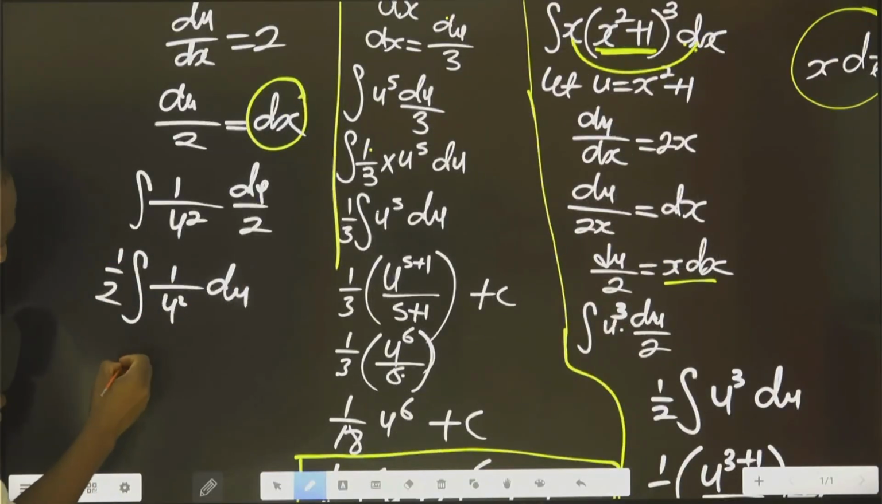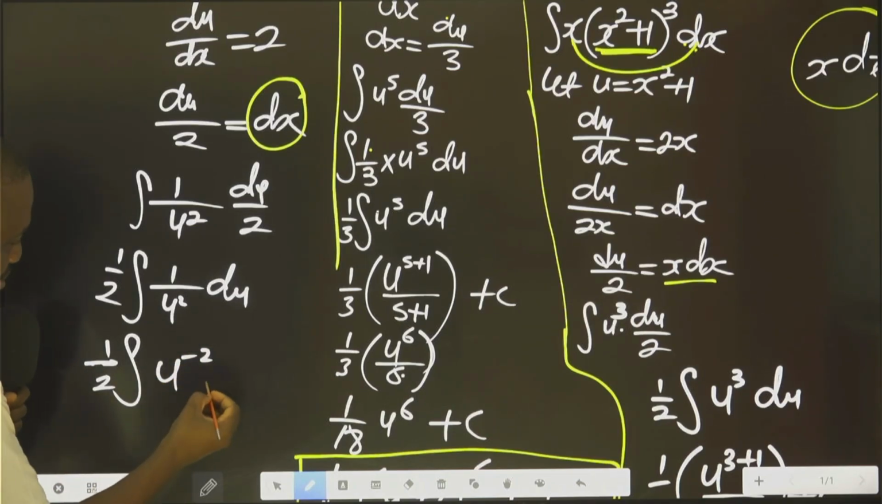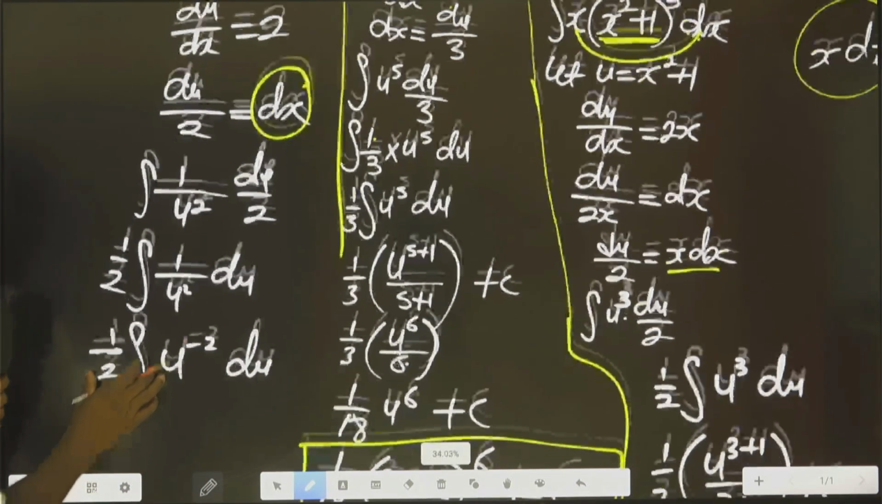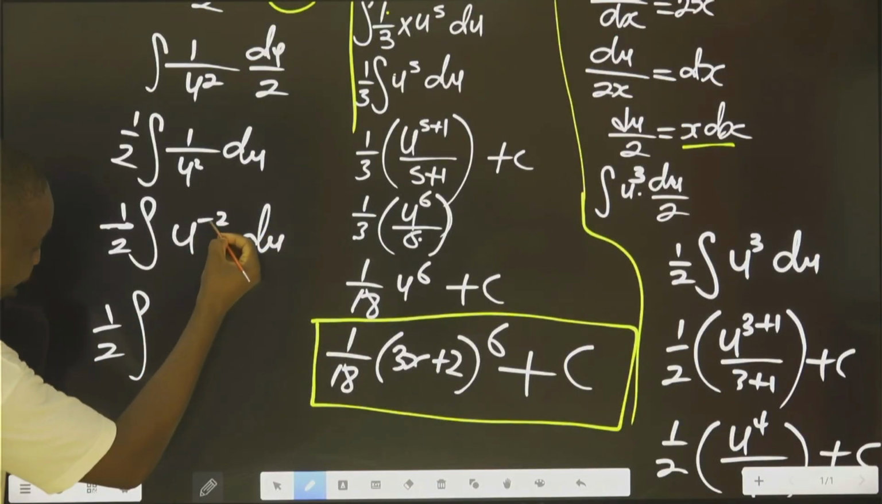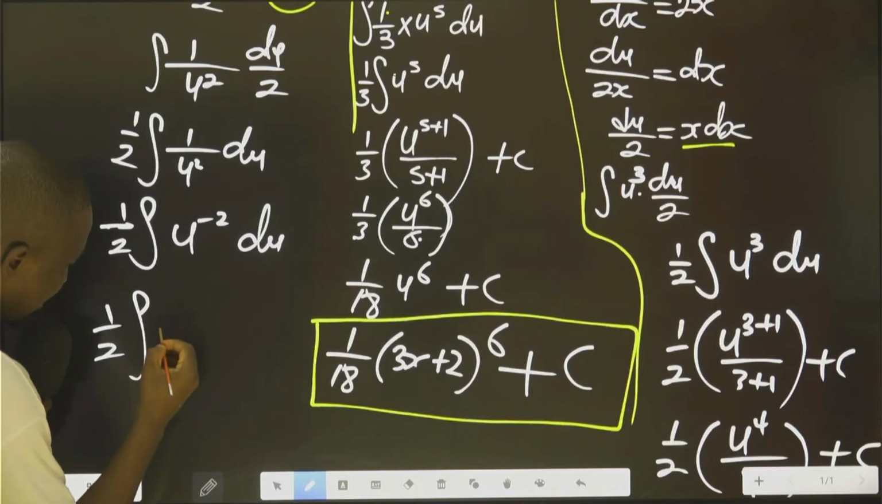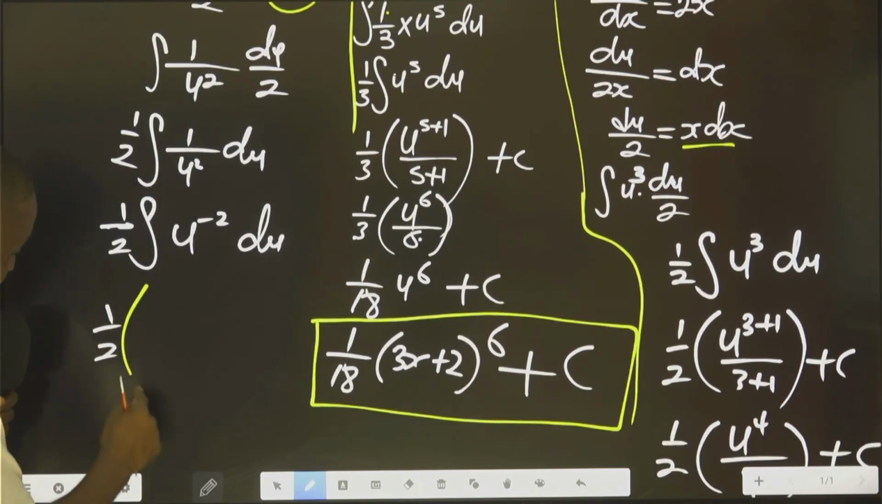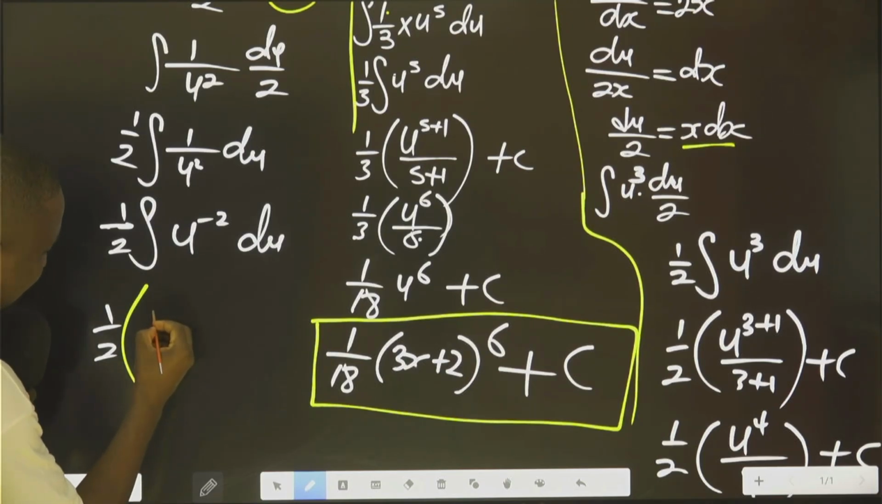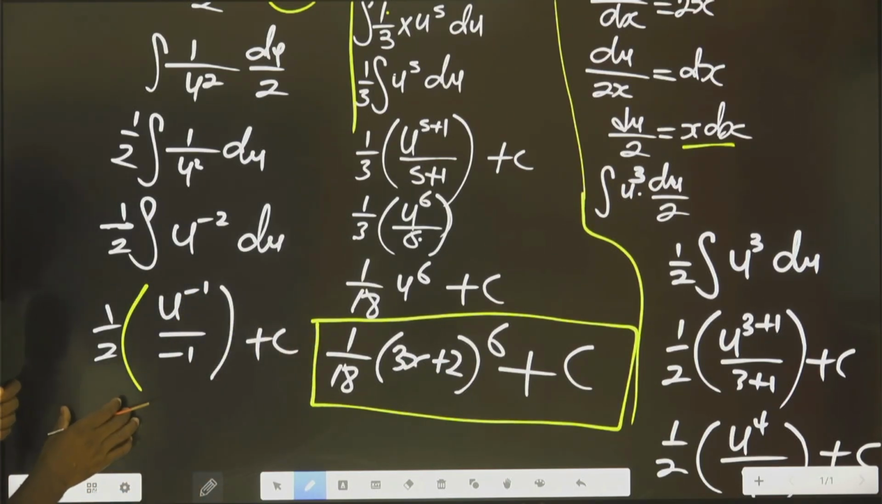What is the meaning of 1 over u in indices? 1 over u simply means u raised to power minus 1. Now, we integrate by adding 1 to the power: you add 1 here, you're going to have minus 1. Instead of putting this again, let's just integrate straight now. If I integrate this, it is u to the power minus 1 over minus 1 plus c.